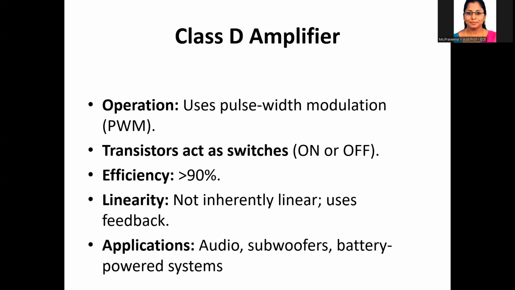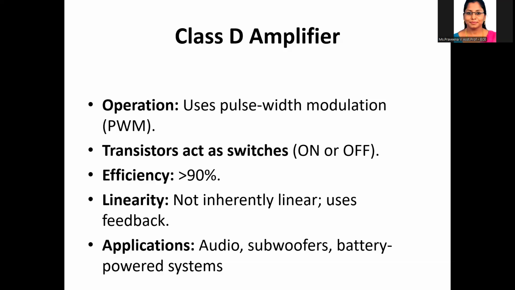Next is Class D amplifier. Class D amplifier operation uses pulse width modulation, PWM. The transistor here will be acting as a switch, that is on or off. That is unlike Class A, Class B, Class AB amplifiers. The transistor in Class D amplifier acts as an electronic switch.